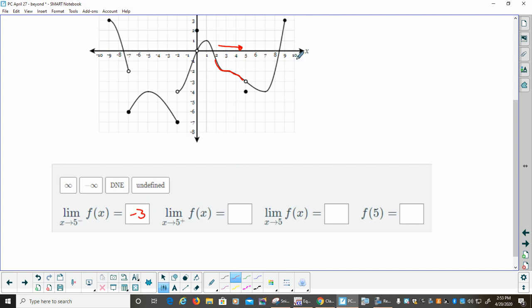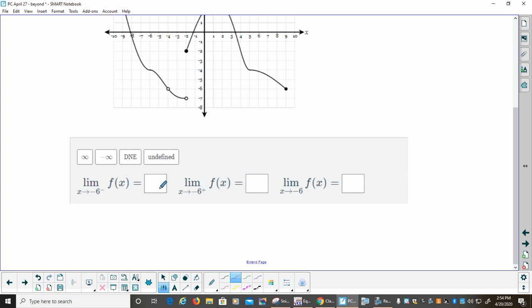What is it when you approach from the right? As your x values get closer and closer from the right, your y values shrink and then start to grow a little bit until you're getting closer and closer to the value also of -3. So what is the plain old ordinary limit as x goes to 5? Again, these have to be the same numbers in order for this limit to exist. -3. Then again, they're trying to make the distinction between the limits and the actual value of the function at 5. The actual value of the function at 5 is -4. Let's do the next one.